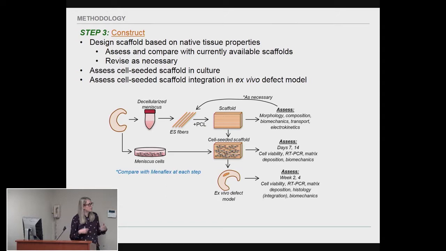Once we're happy with our design, we move to the benchtop, like I said, and we'll make a construct using electrospun fibers that are derived from decellularized meniscus. So we'll build our scaffold, assess it, see if we like what we're seeing, if not, redesign it again. Once we're happy, we can seed cells and then put it in our ex vivo defect model. And at each step, we want to compare this with a commercially available system, and we think that we'll be able to provide better results.